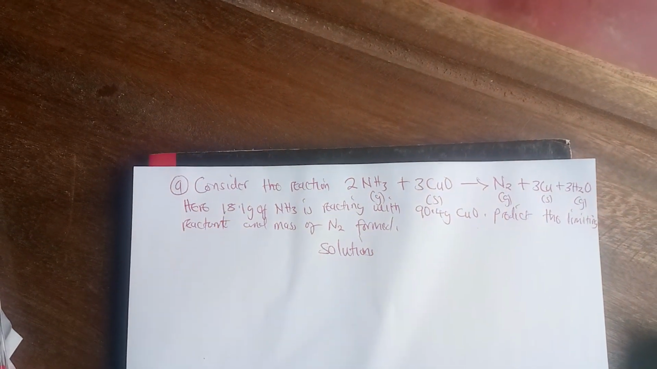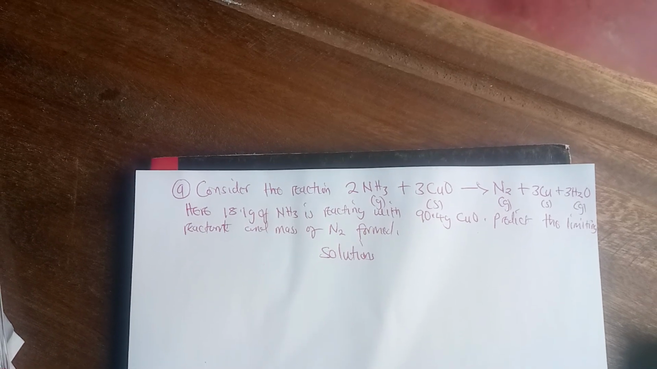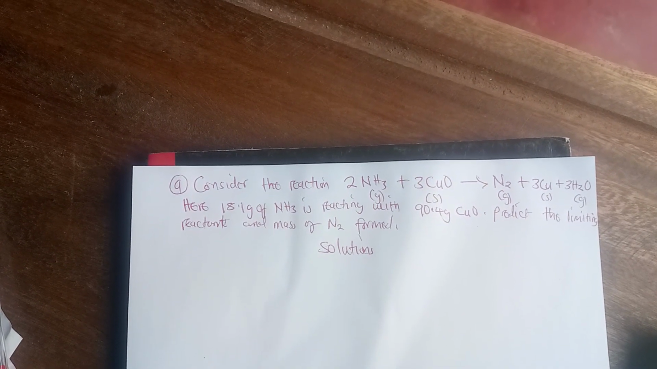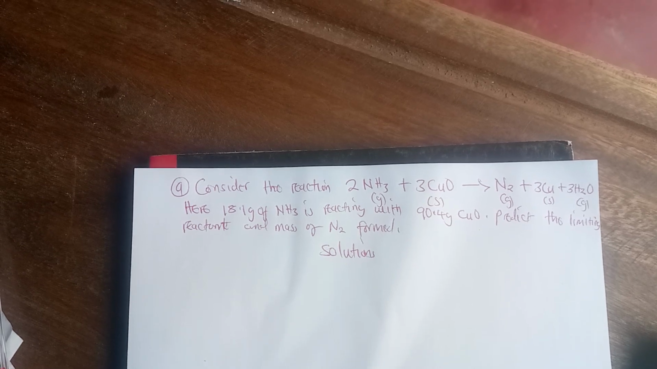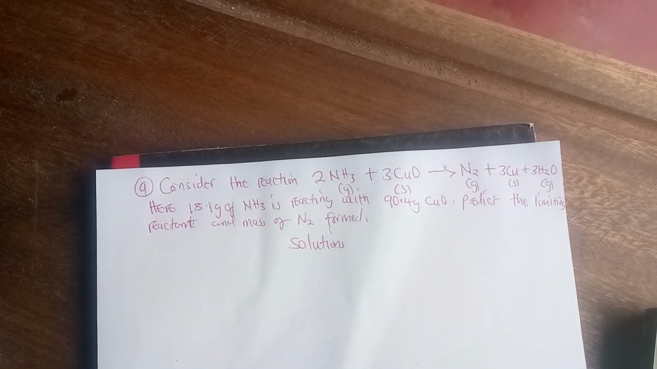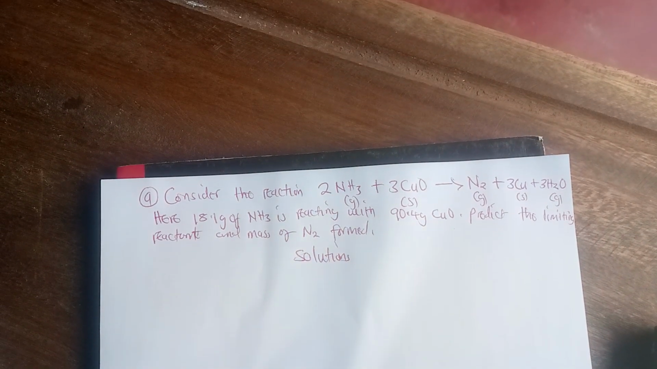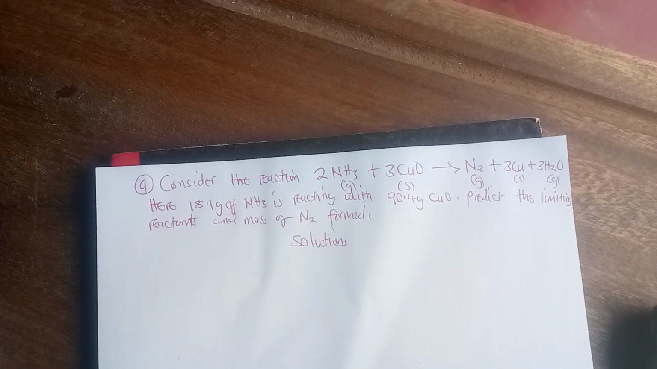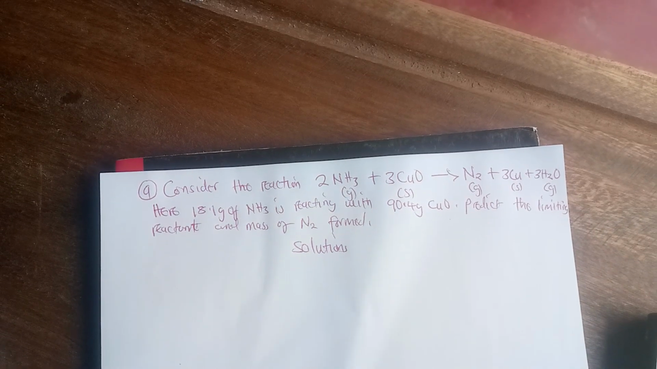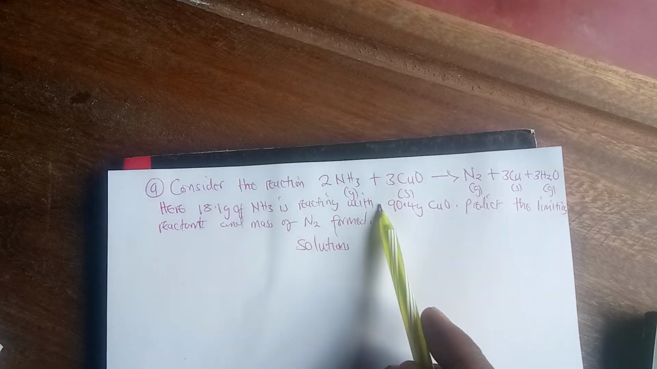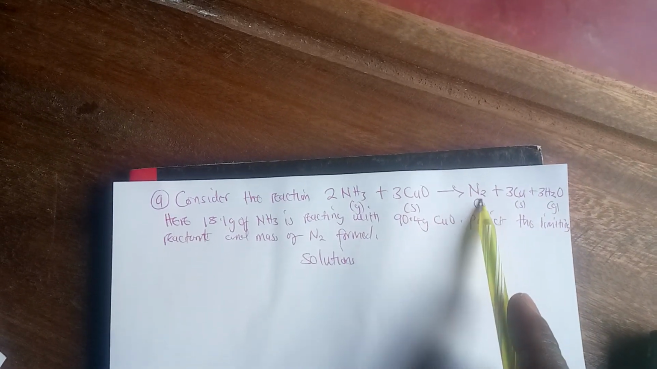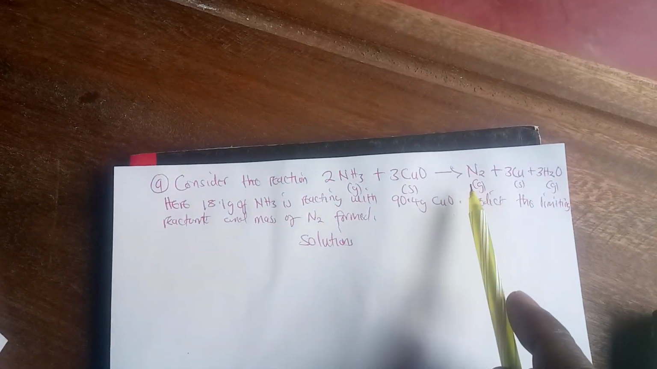Now the information which is here is 18.1 gram of ammonia, which is NH3, reacting with 90.4 grams of copper 2 oxide. Predict the limiting reactant and mass of nitrogen gas formed. Okay, so we need to predict the limiting reactant here and the mass of nitrogen gas that was produced. So what is the limiting reactant?